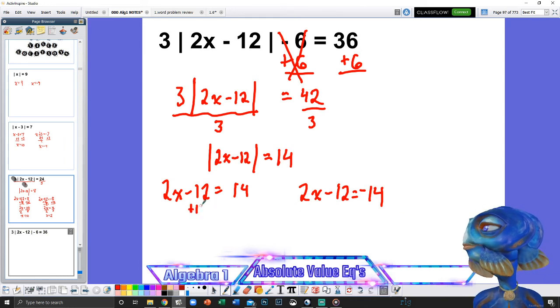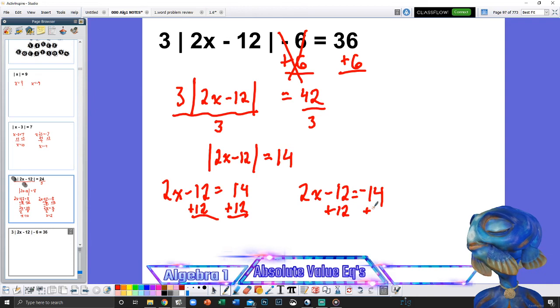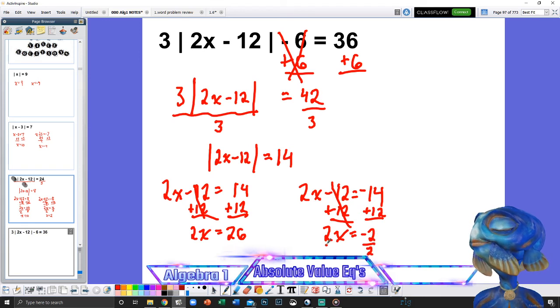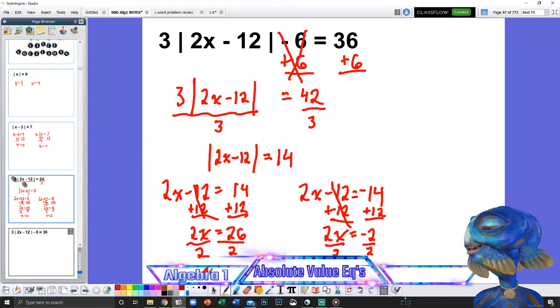Alright, now we're going to add 12 to both sides in that equation and this one. Those cancel. I'm left with 2x equals 26. Here I have 2x equals negative 2. My final step is to divide by 2, and I got x equals 13 and x equals negative 1. Great.